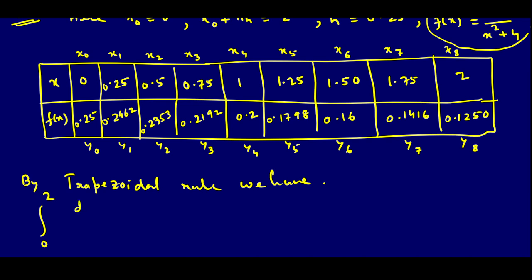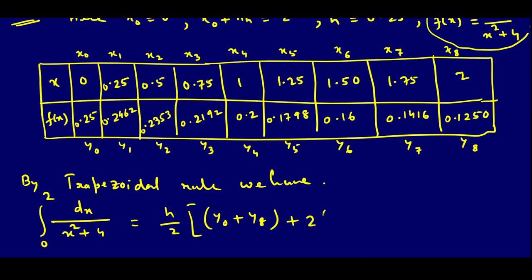Integration from 0 to 2 of dx divided by x square plus 4 is how much? What is the formula? h by 2. Then what did I say? First term plus last term. So here the first term is y0 and the last term is y8, plus 2 into the other terms, meaning y1, y2, y3, y4, y5, y6, and finally y7. So all the values are there in the table, right?